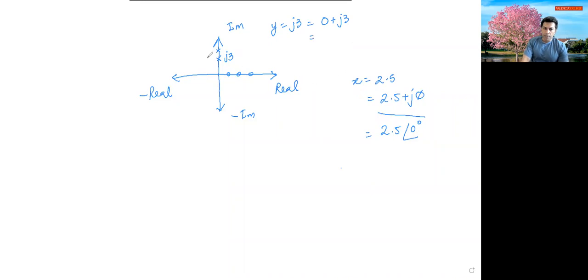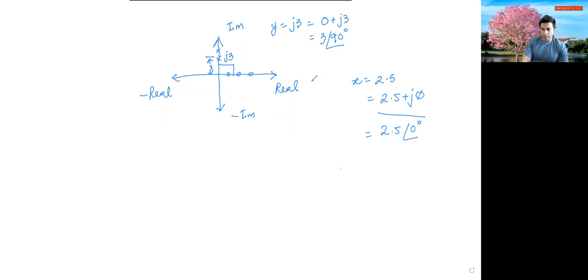The magnitude is what? 3. This is the magnitude, the length of this vector, which is 3. And what is the phase? With respect to the x-axis, it's making 90 degrees. So j always represents 90 degrees if the number is on the positive j-axis. So 3 angle 90 degrees. And if you use the tangent inverse formula, you're going to get the same thing.